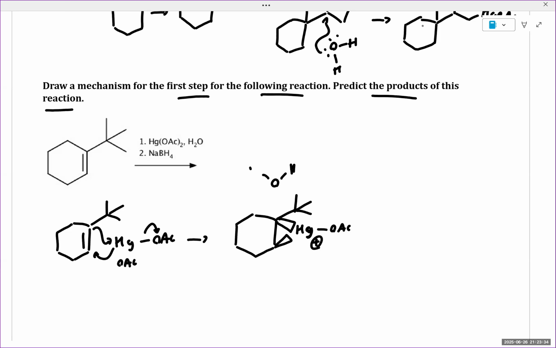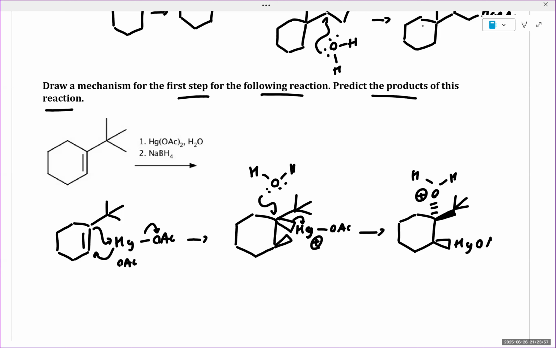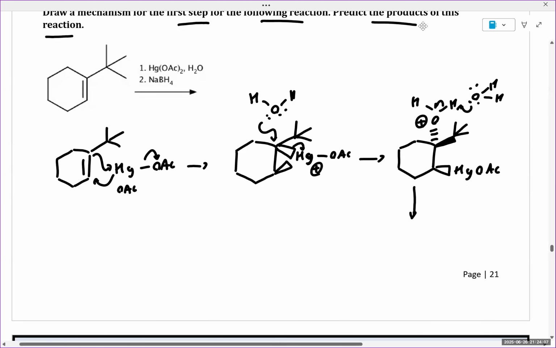From here, water is going to attack and open up the mercurinium ion at the opposite face, at the most substituted carbon, the carbon that can most readily stabilize a positive charge. Notice that the mercury atom and the alcohol are installed anti to one another, though that stereochemistry is going to get obliterated in the next step, unfortunately.